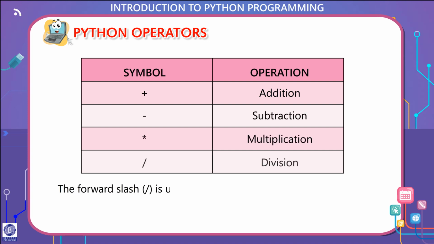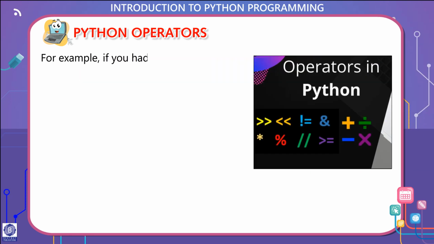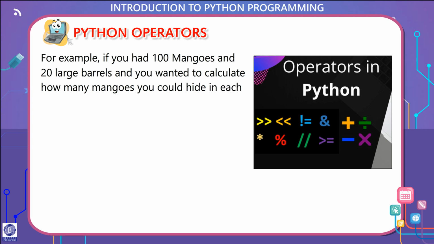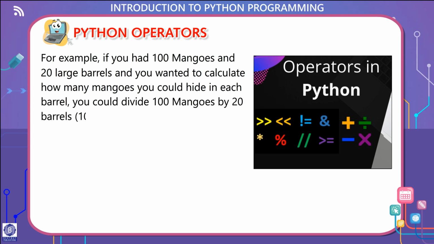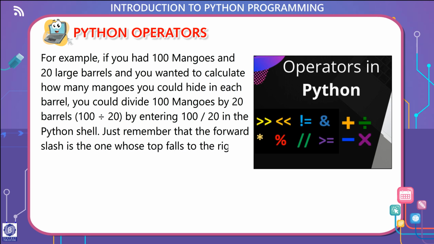The / is used for division because it's similar to the division line that you would use when writing a fraction. For example, if you had 100 mangoes and 20 large barrels and you wanted to calculate how many mangoes you could hide in each barrel, you could divide 100 mangoes by 20 barrels, by entering 100/20 in the Python shell. Just remember that the / is the one whose top falls to the right.